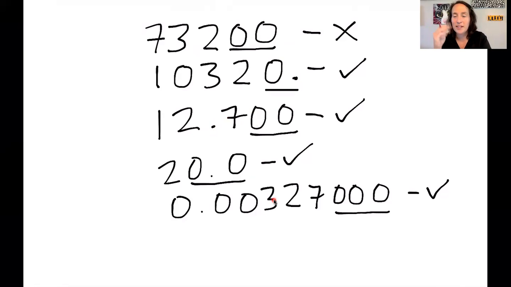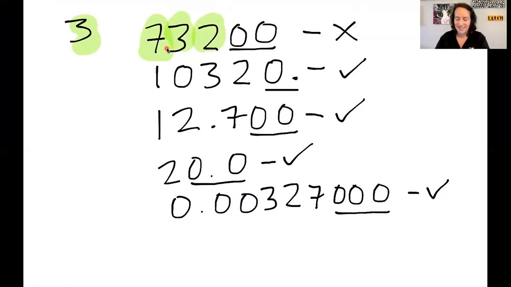So let's go through and calculate the total number of significant figures in these numbers right here that I've made up. In this very first number, I'll get a little green highlighter. All right, so the 7 is significant, the 3 is significant, the 2 is significant, but those two zeros were not significant. So this has 3 significant figures.